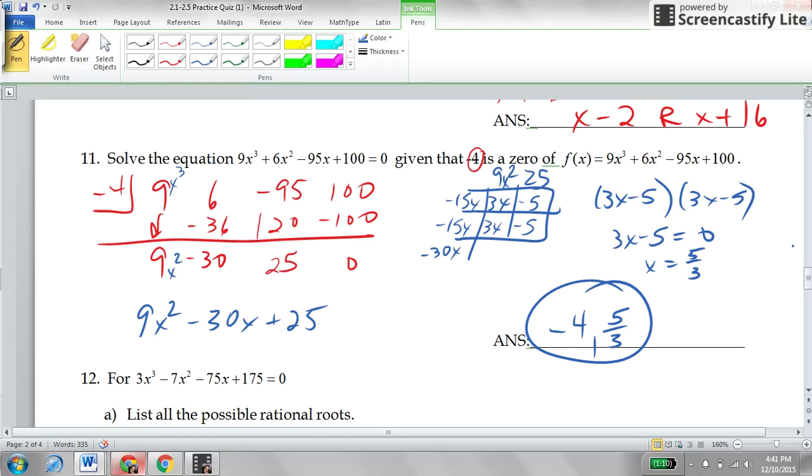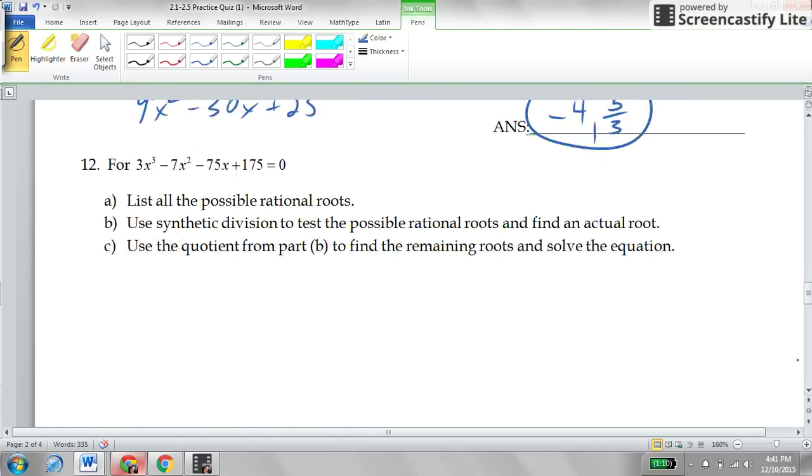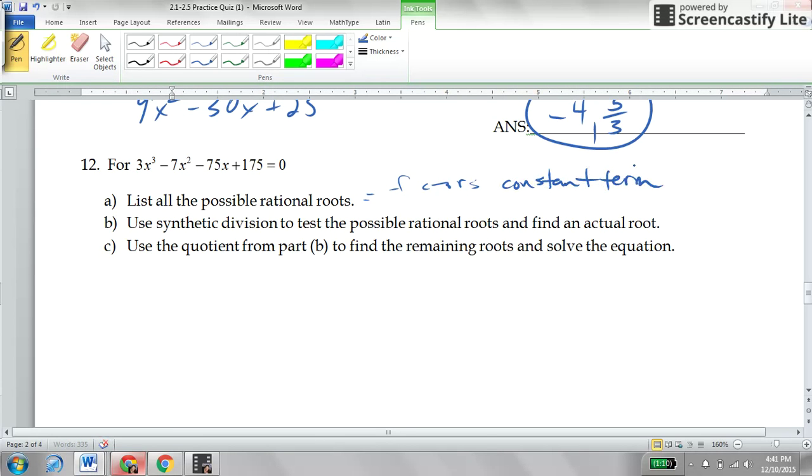Okay, so this question was looking for zeros. This next one is looking for roots. Remember, roots and zeros are the same thing. So list all possible roots. This is going to be the factors of the constant term over the factors of the leading coefficient.